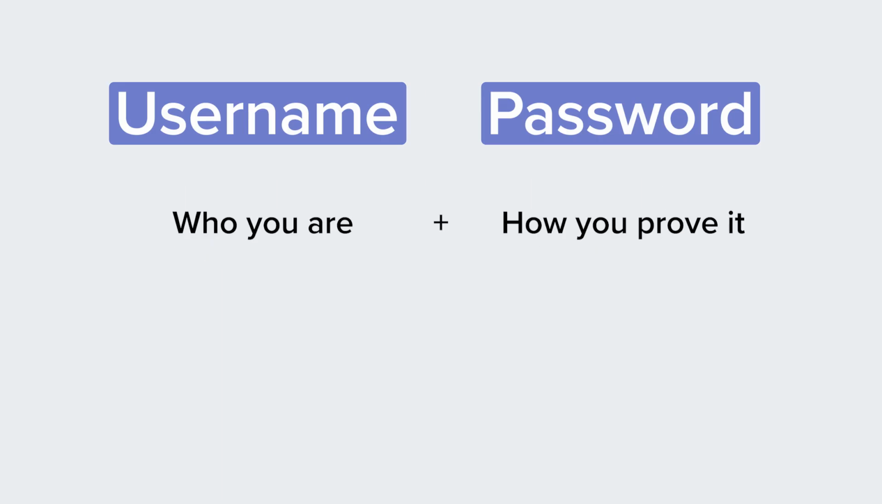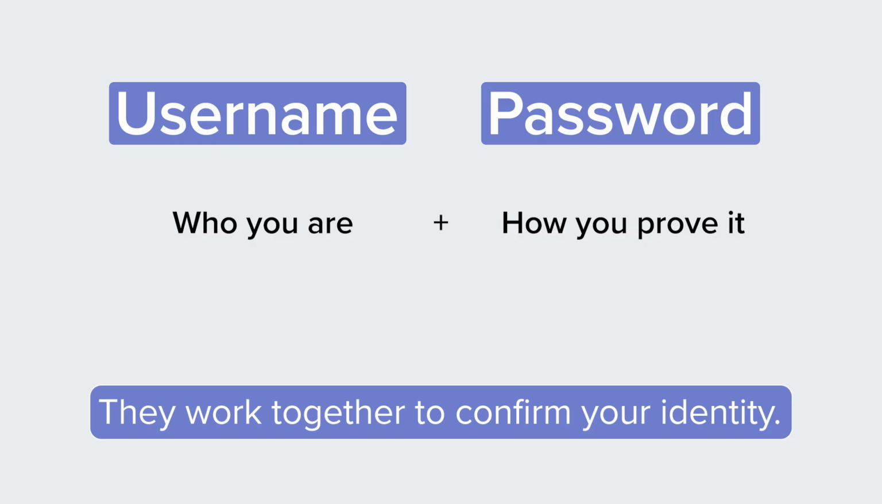A username tells the system who you are. A password proves that it is really you. You need both: who you are and how you prove it.